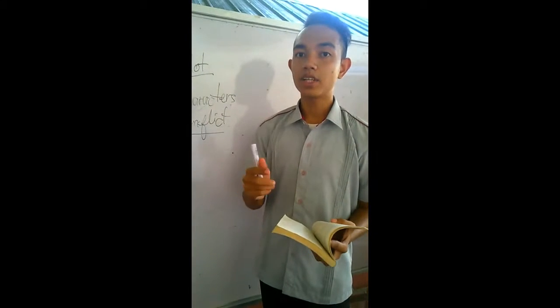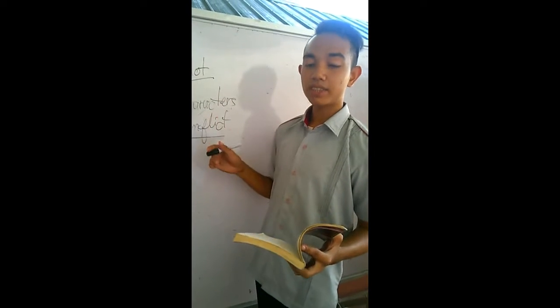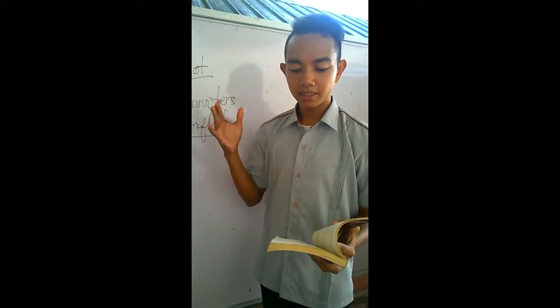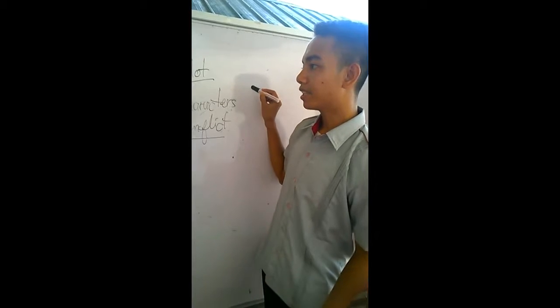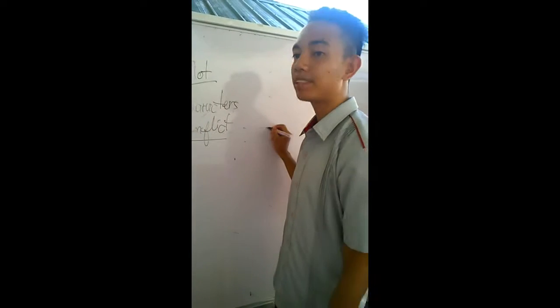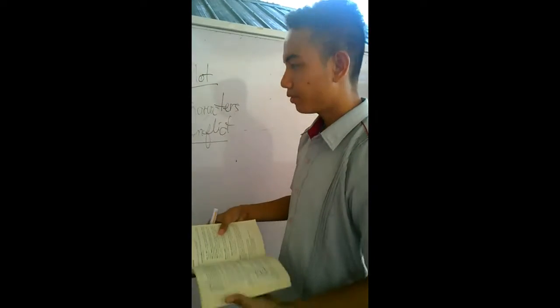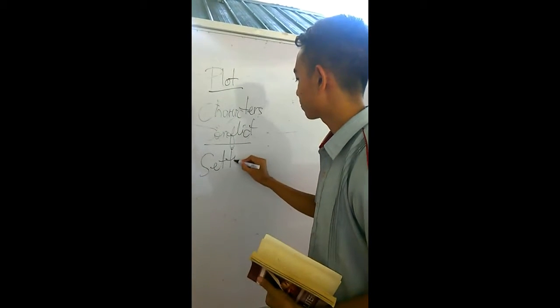Number two, we have the internal conflict. Under internal conflict, we have man versus himself. In man versus himself, the character's struggle takes place in his or her own mind. For example, if a certain character will go to the left side or the positive side. So we have number four, the setting.